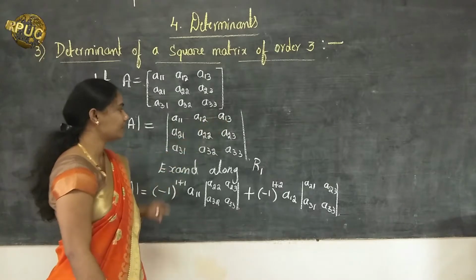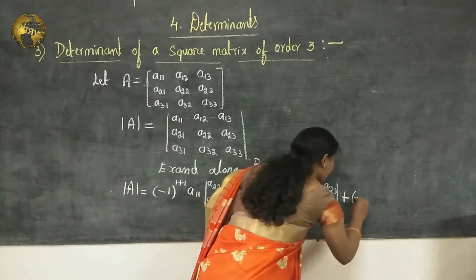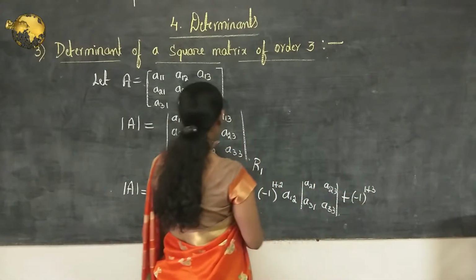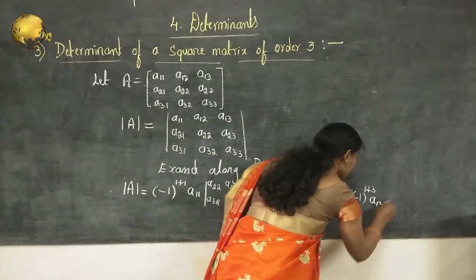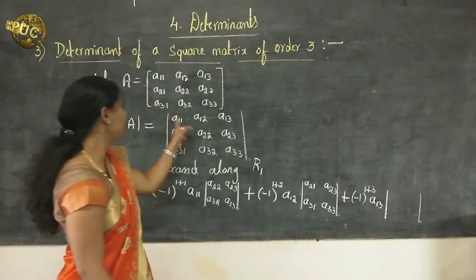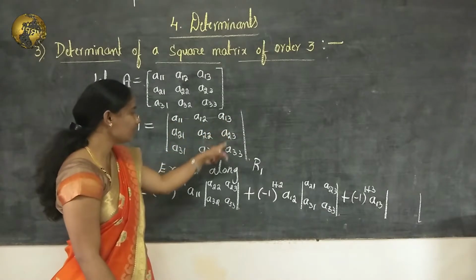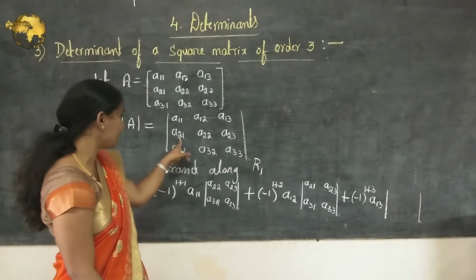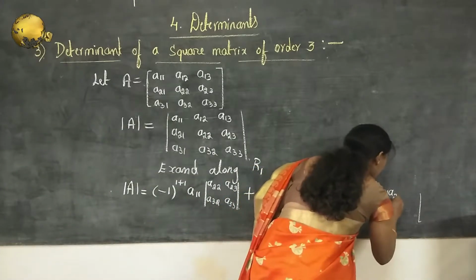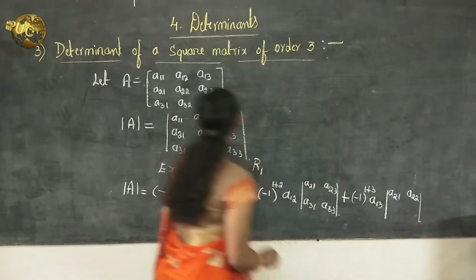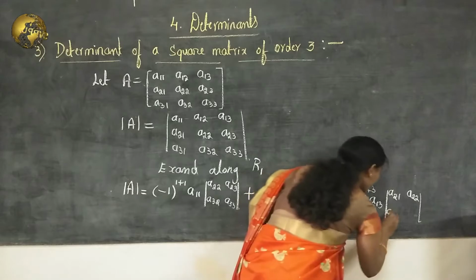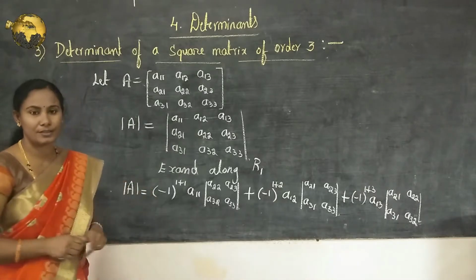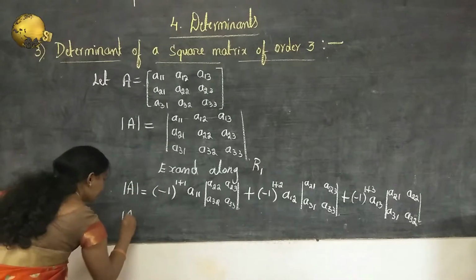Now I go for the next element in the first row. It is plus minus 1 to the power of 1 plus 3 into A13, determinant of. Now where is A13? In the first row, third column. Completely neglect the first row, third column elements. What are the remaining elements? A21, A22, A31, A32. Like this we first write, afterwards we will expand.